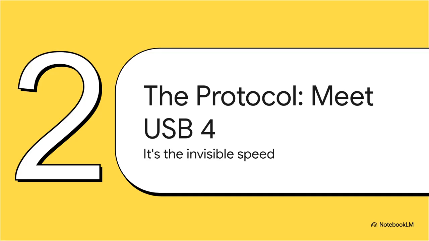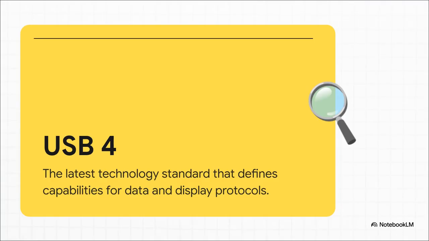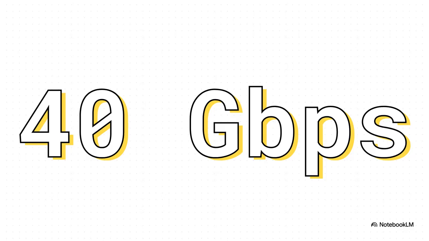Now, let's flip to the other side of the coin, the part you can't see. We're talking about the invisible technology, the speed that runs through the cable. And that, my friends, is the protocol known as USB4. See, USB4 isn't a shape you can hold, it's a specification. Think of it as the rulebook or the brains of the whole operation. It's the official standard that lays down the law on just how fast data can move and what kind of information, we're talking video, data, the whole shebang, can be sent through that connection. And what a standard it is.